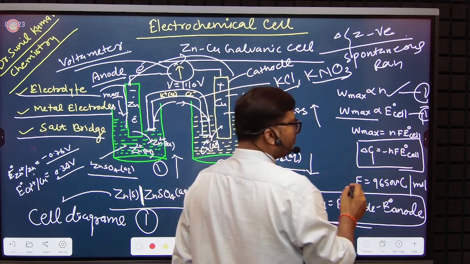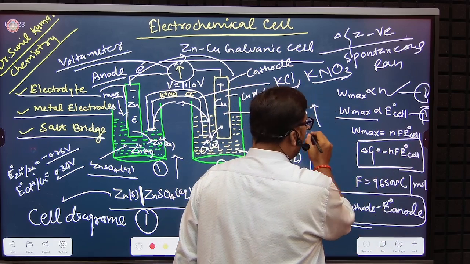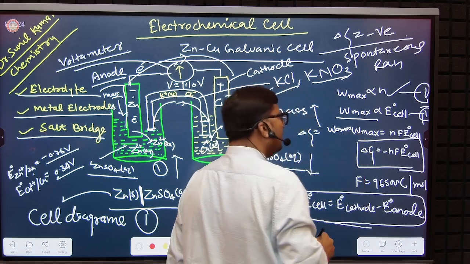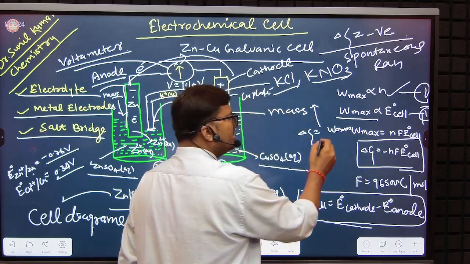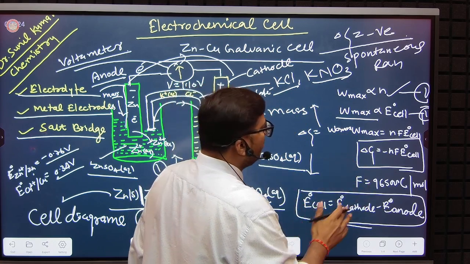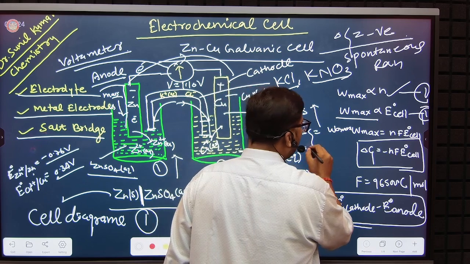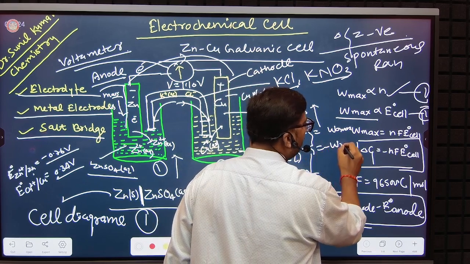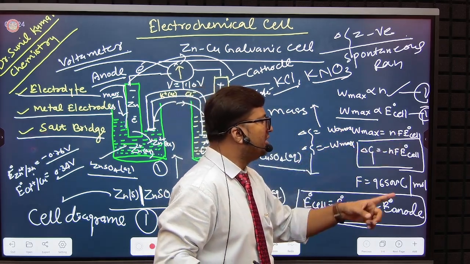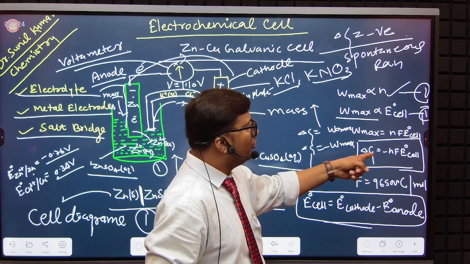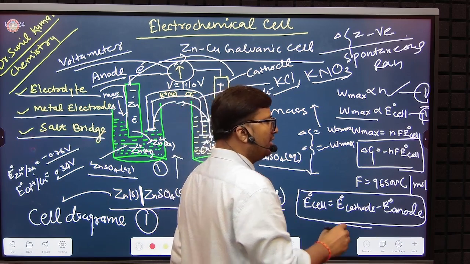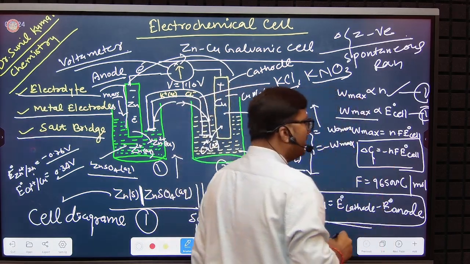And now this delta G is equal to W max, right? Since this W max is actually obtained by the system on the surroundings, delta G will be negative W max, right? So W max is nothing but nF E0 cell. So delta G is equal to minus nF E0 cell. Here delta G is negative, right?